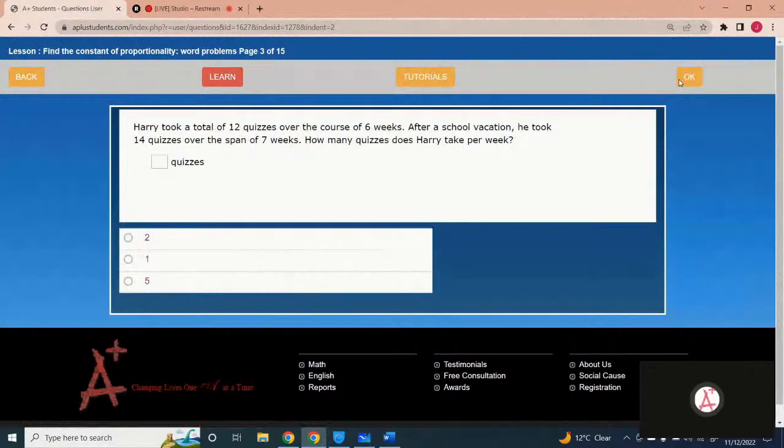Okay, Harry took a total of 12 quizzes over the course of 6 weeks. After a school vacation, he took 14 quizzes over the span of 7 weeks. How many quizzes does Harry take per week? It would be 12 divided by 6. You have 2 and then 14 divided by 7. So it is, yes, very good. It is 2. That means per week he can do 2 quizzes. Got it?